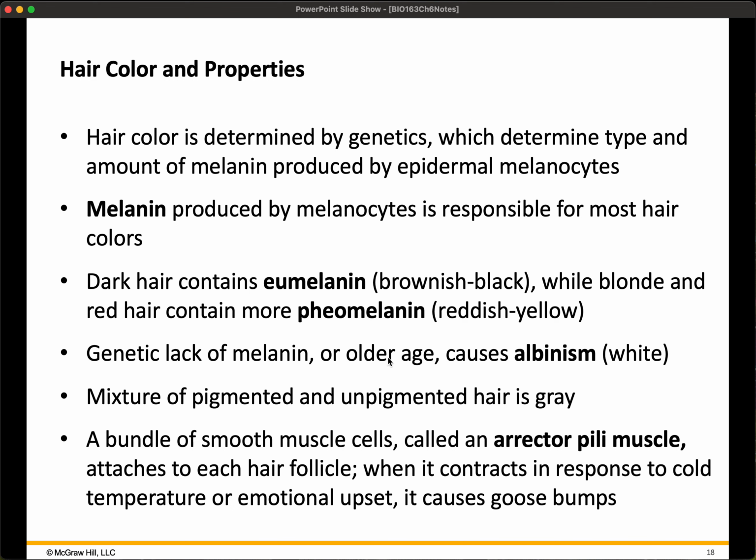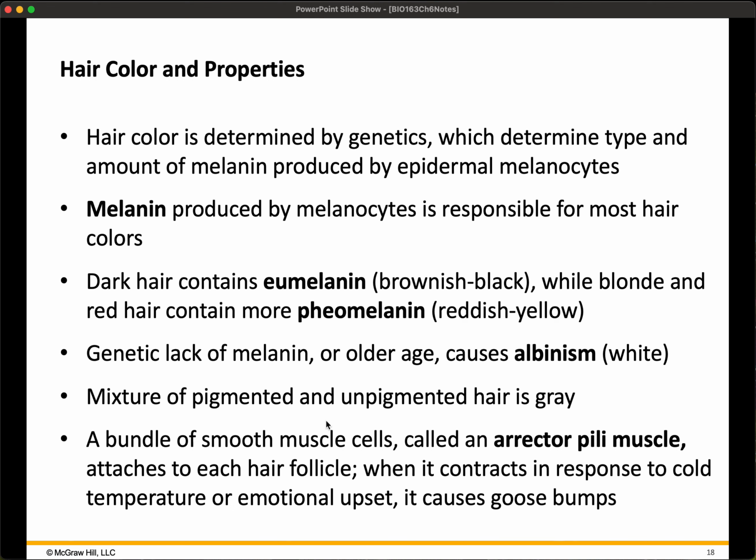A lack of melanin or older age can cause albinism. So your body is just not producing any of that melanin, and so you just have white hair. A mixture of pigmented and unpigmented is gray. Depending on how much each of those cells is producing its melanin or not producing its melanin, it's just like mixing up paints. You get this mixture of the two colors. That's why there are some people with slightly different types of gray hair. You can have gray hair, but then it can be a little bit lighter, a little bit darker, right in the middle. It just depends on those genetics that are being expressed.